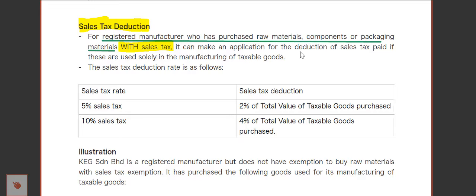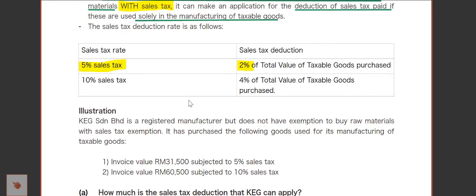So they say a deduction of the sales tax paid if you can show that the products are used for your manufacturing of taxable goods. But the problem is you don't get the exact same amount. Okay, so the government's idea is at least better than nothing. Now for example, if the sales tax rate is 5%, then you will get 2% of the total value. Now if your sales tax rate is 10%, then you will get 4% of the total value.